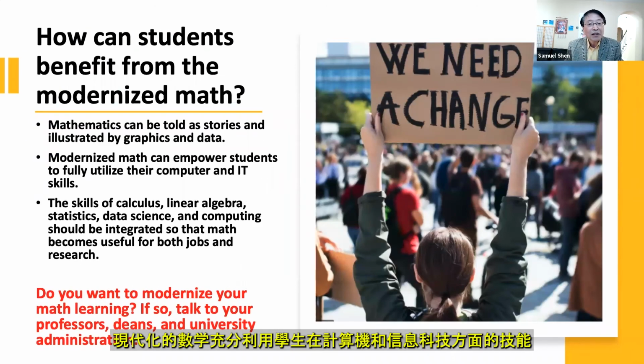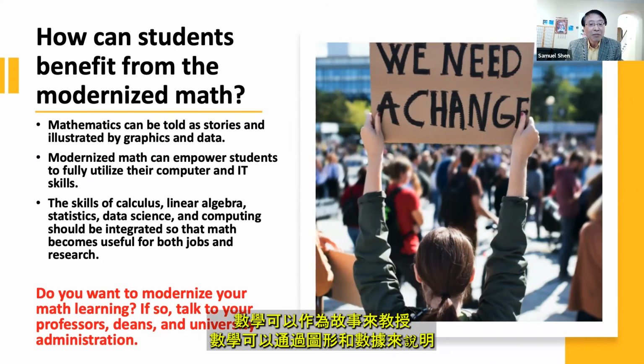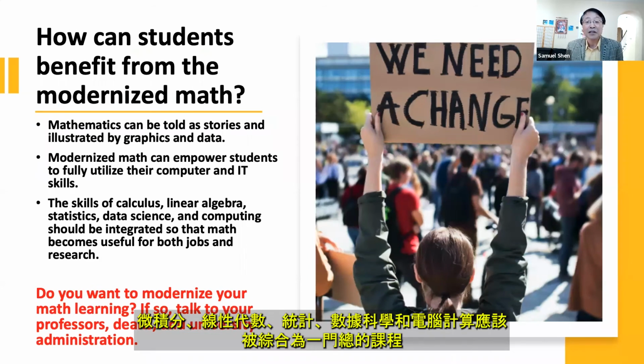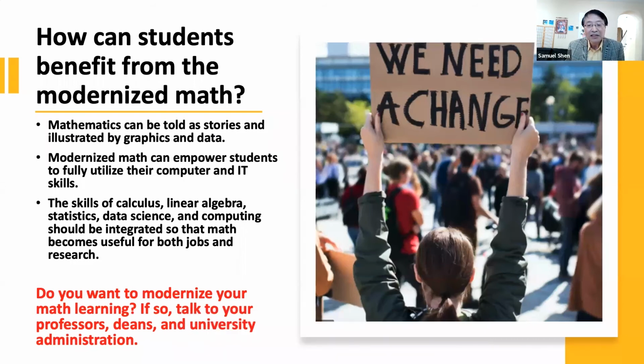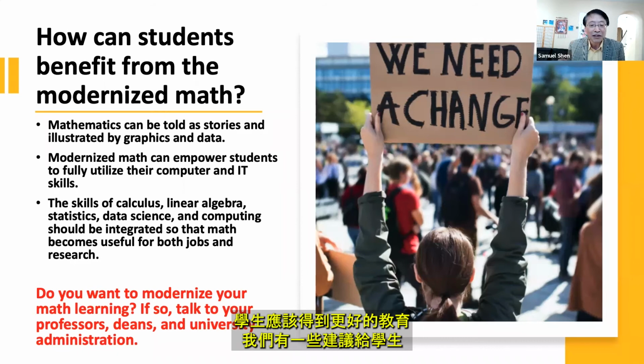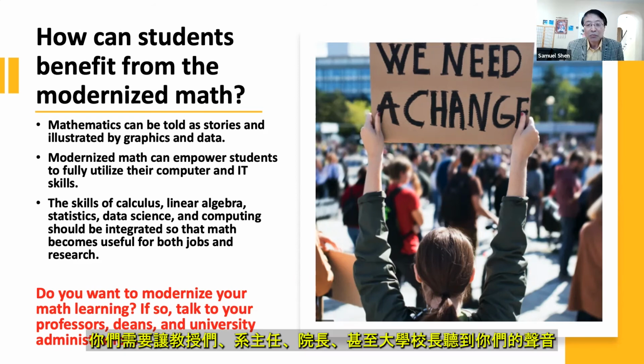So modern math can fully utilize students' strengths in computer and IT skills. And math can be taught as stories, and math can be illustrated by graphics and data. Calculus, linear algebra, statistics, data science, and computing should be integrated together as a single course that is useful for jobs and research. So we need to hear the voices from students and their employers. Students deserve better. So we have some advice to students. You need to let your voices be heard by professors, department chairs, deans, and even university presidents.